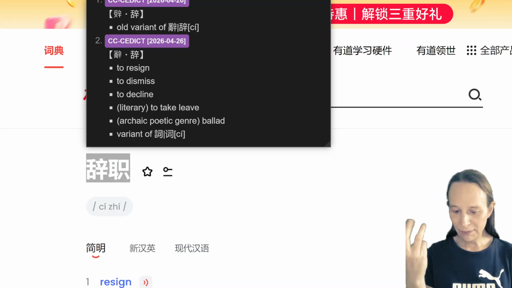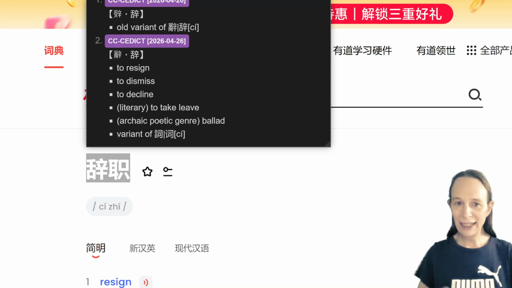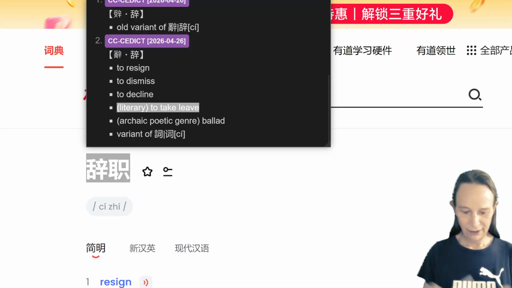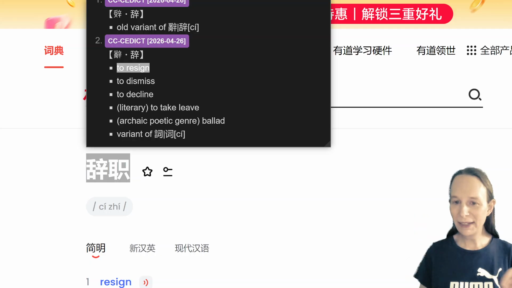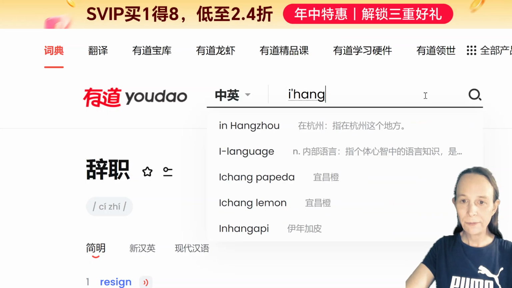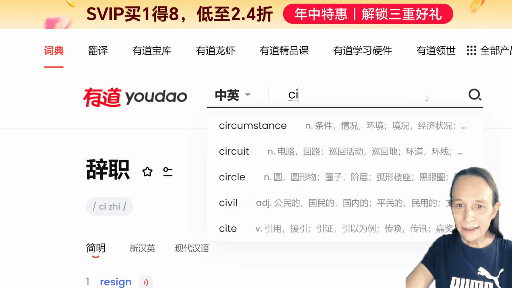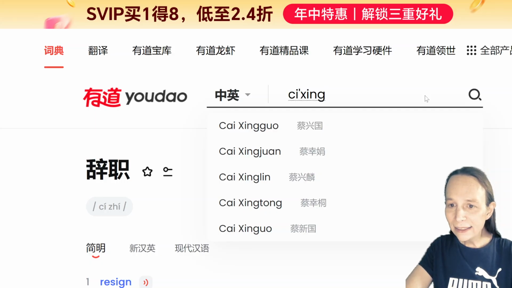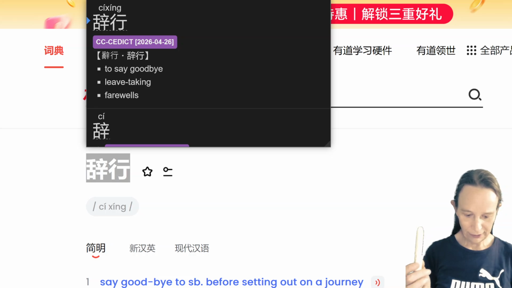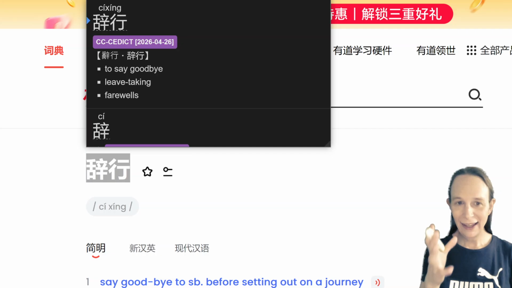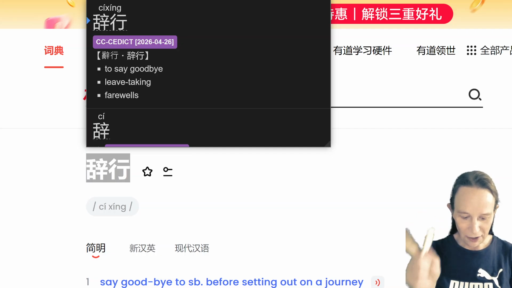Number 3 is a verb. 自行要求离退. So you're requesting leave. 辞职. So taking leave, but permanently. 辞职, 辞官, 辞行. Oh, maybe it's 辞行. Is it 辞行 or 辞行? Okay. I'm not sure. Maybe there is a 辞行 or something as well. Let's move on. 告辞, we saw, okay.